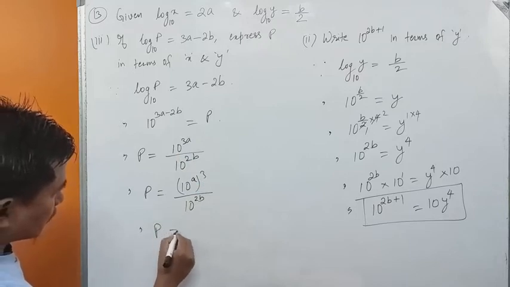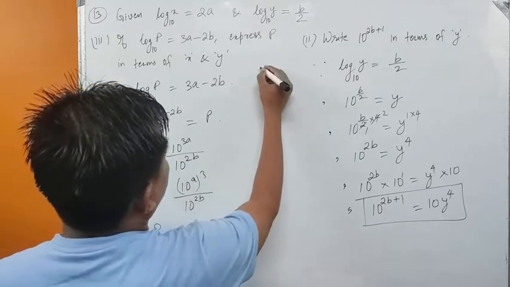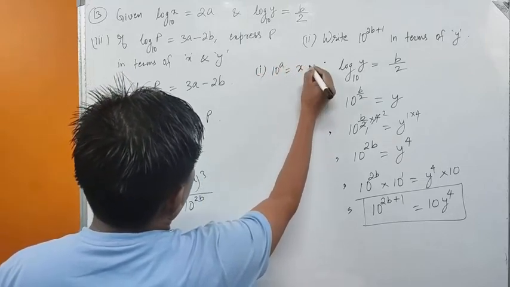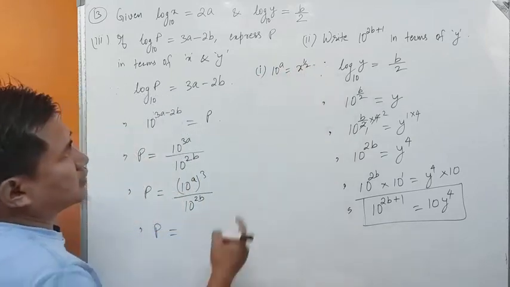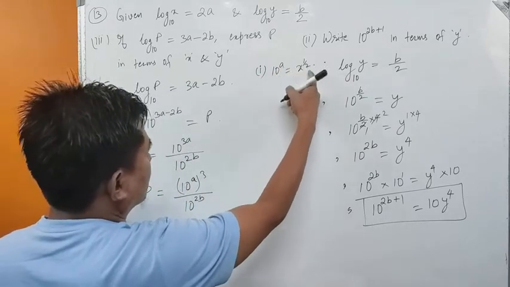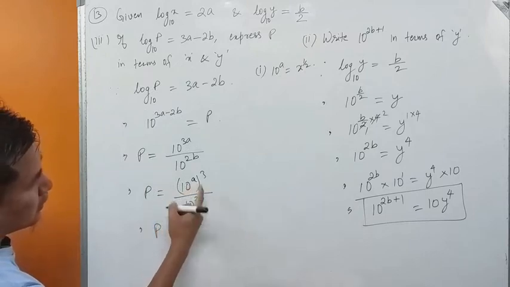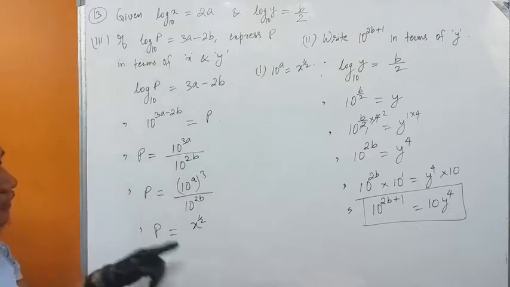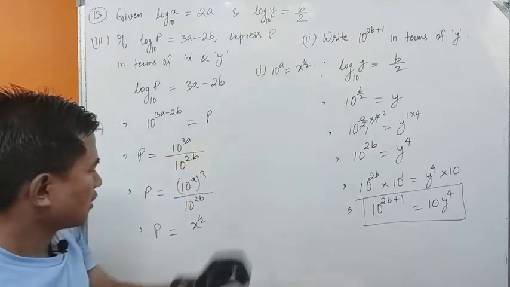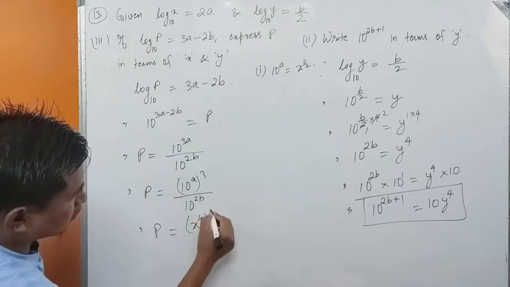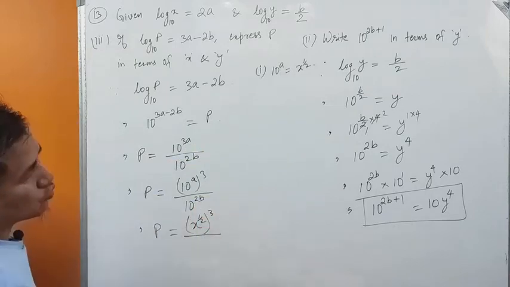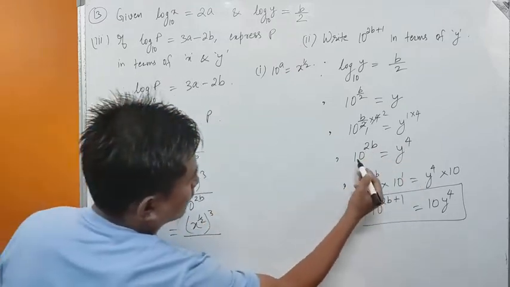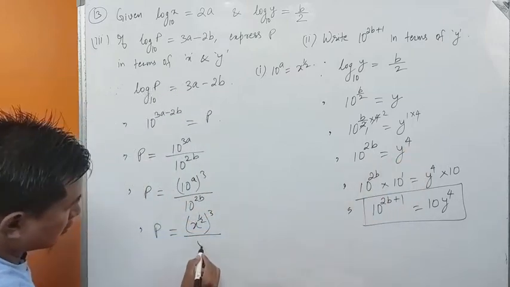Now p equals 10 to the power a, which in question number 1 we have found equals x to the power 1 upon 2, root x, isn't it? You can see question number 1 of question number 13. Okay, 10 to the power a means x to the power 1 upon 2, whole cubed, upon 10 to the power 2b is given to us. 10 to the power 2b equals y to the power 4.